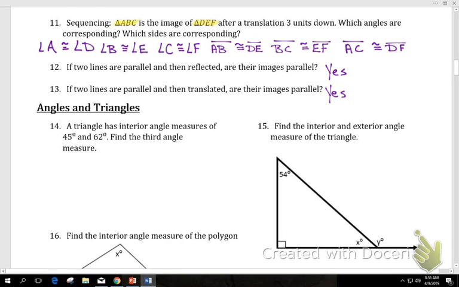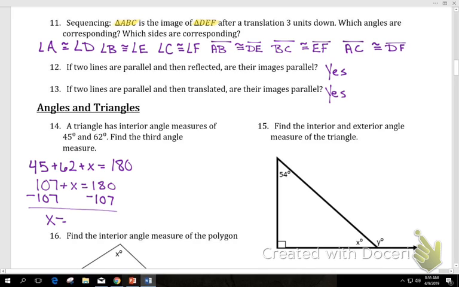All right, guys, so 45 plus 62 plus x equals 180. 45 plus 62 is 107. And when I subtract that from 180, 73. Who got 73? Anybody else get 73?